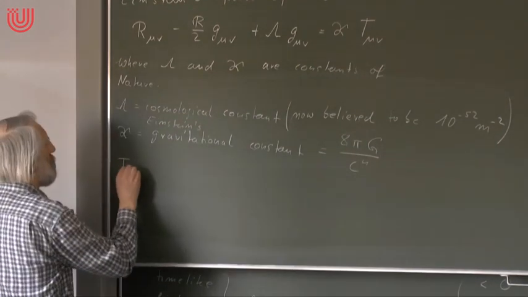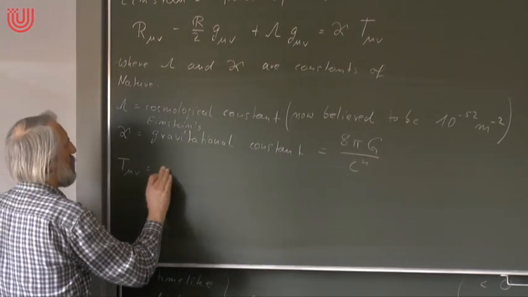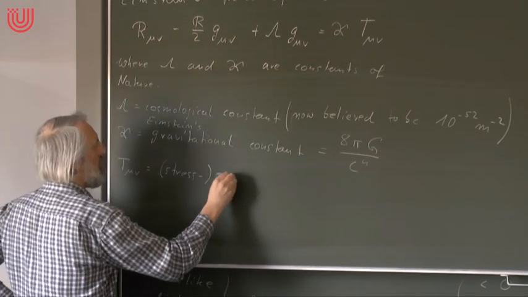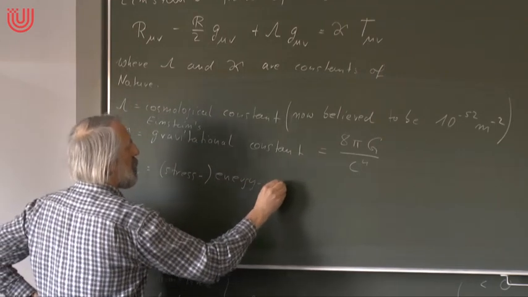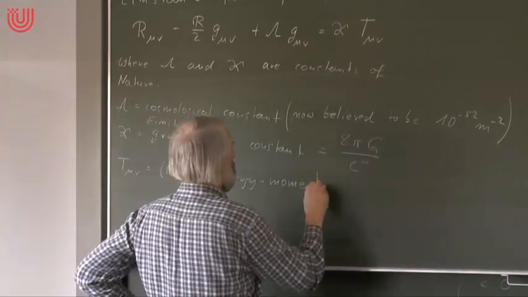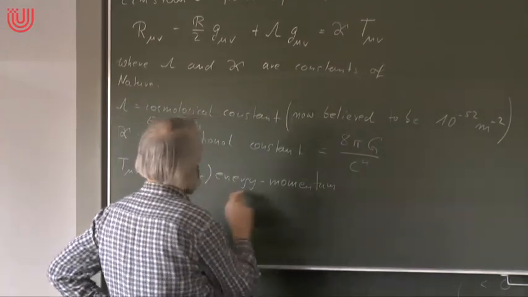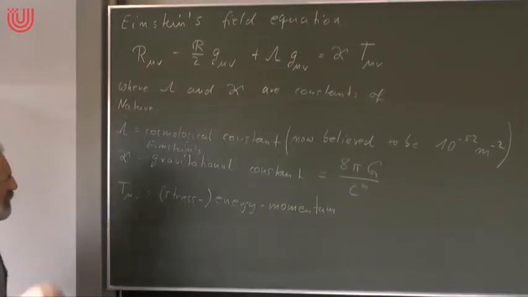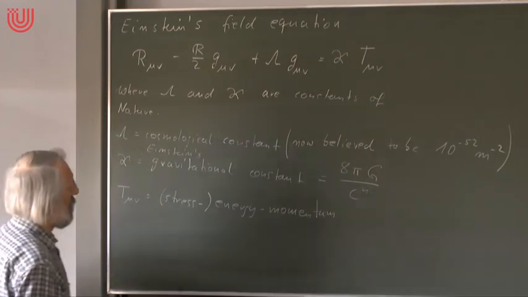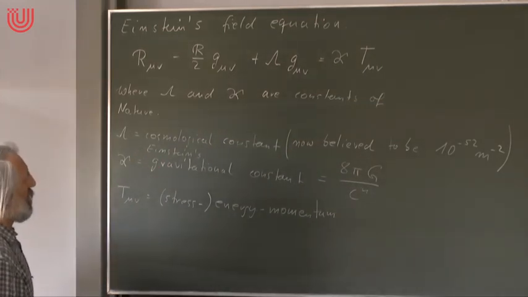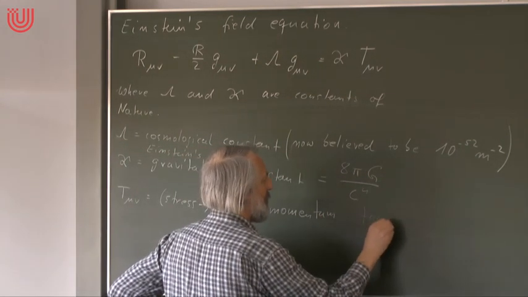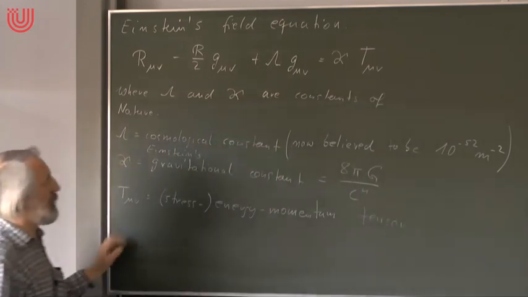And T mu nu is the energy momentum tensor, or as they often say in English, stress energy momentum tensor, or just stress energy tensor. You also find this combination. I usually say energy momentum tensor. In German, I think it's very common to call it the energy impulse tensor and nothing else. Okay, that's the energy momentum tensor. And again, it's a tensor field, of course. So this characterizes your particular matter model.